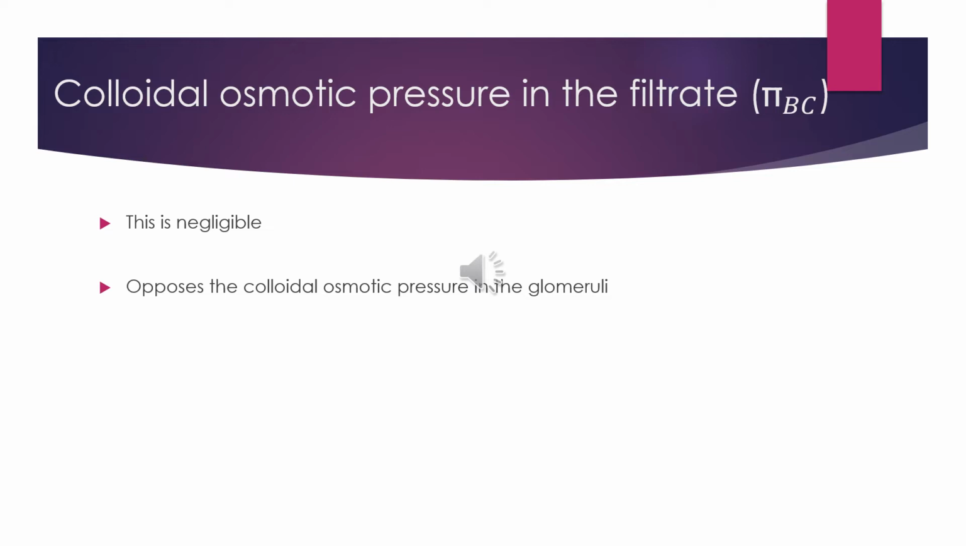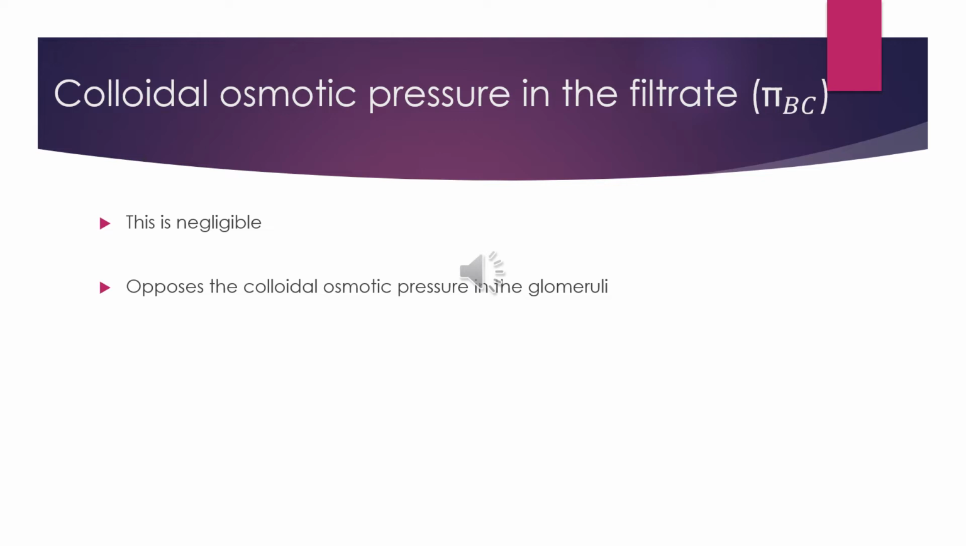Now, the colloidal osmotic pressure in the glomerular filtrate in the Bowman's capsule, noted as pi BC. So, this should be the pressure exerted by the proteins in the glomerular filtrate. But as there are no proteins in the glomerular filtrate, this pressure is negligible. And if at all, it should have opposed the colloidal osmotic pressure in the glomerular capillaries. That is, both these should be in opposite direction. And another thing I have to ascertain here is that the oncotic pressure or the colloidal osmotic pressure acts in a direction opposite the hydrostatic pressure.